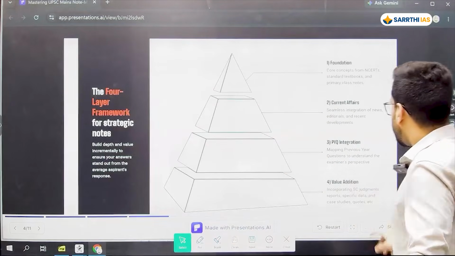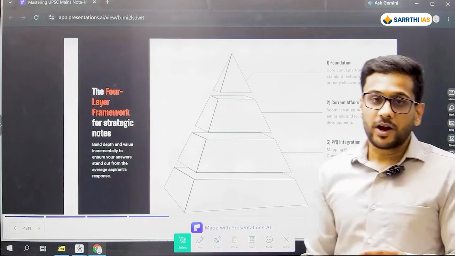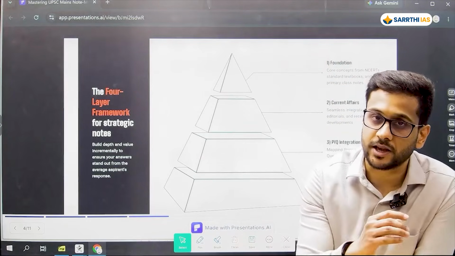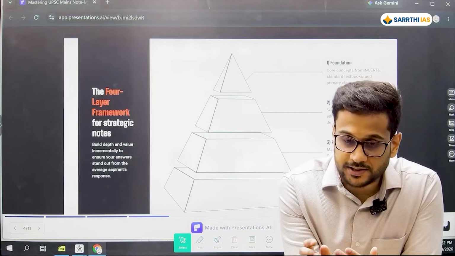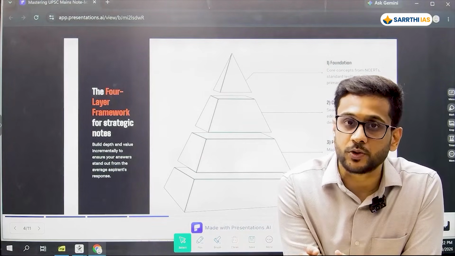Then the next part is value addition. Value addition, as I have mentioned, is a continuous process. It is different for different subjects, which will come in the next slide.